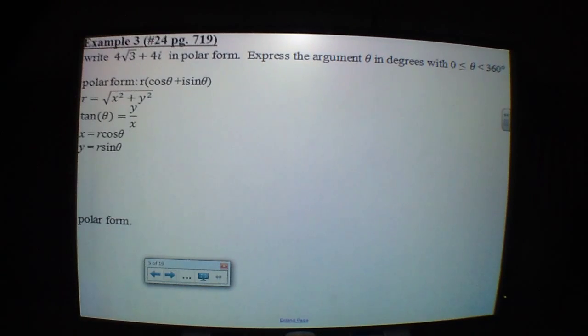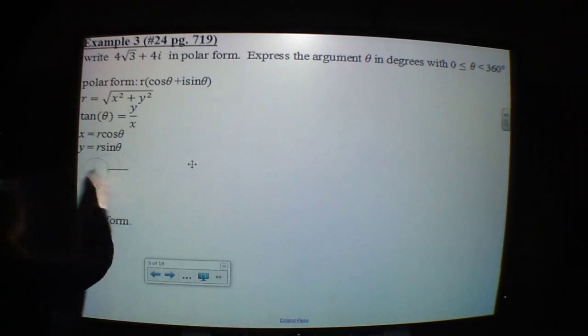Example 3. Write 4 radical 3 plus 4i in polar form. Express the argument theta in degrees, where theta is between 0 and 360 degrees. So polar form would be r times the quantity cosine of theta plus i sine of theta. Remember from previous examples, r is equal to the square root of x squared plus y squared. The tangent of theta is y over x. x is equal to r cosine of theta, and y is equal to r sine of theta.